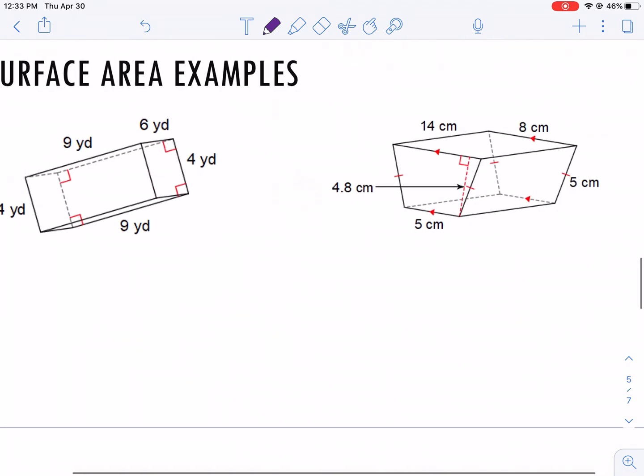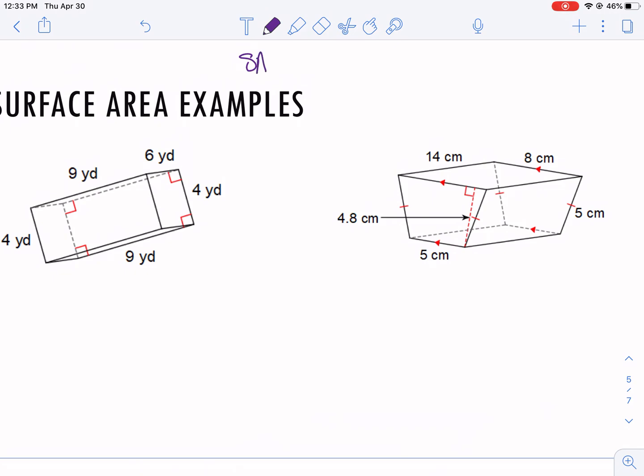All right, so here, these are both examples of prisms. So surface area for a prism is all the area of the faces added up.